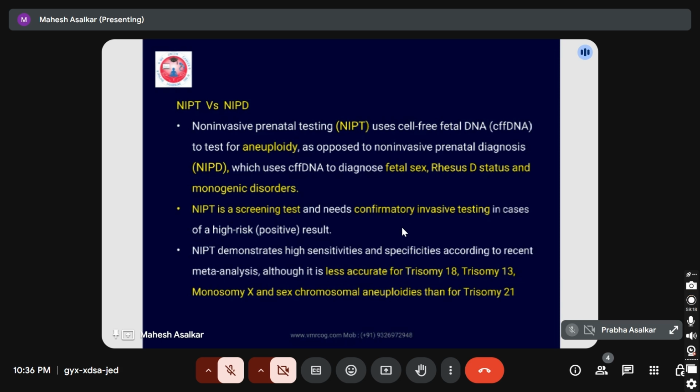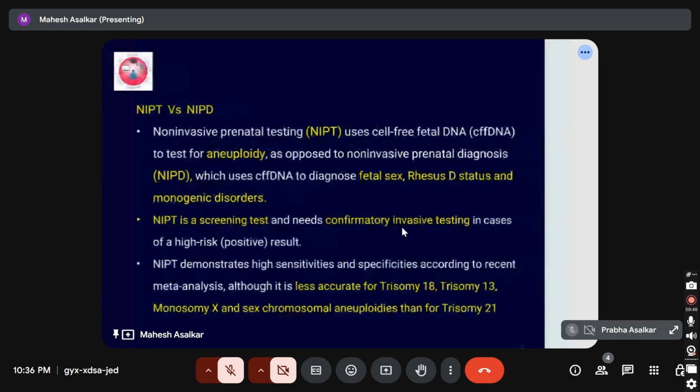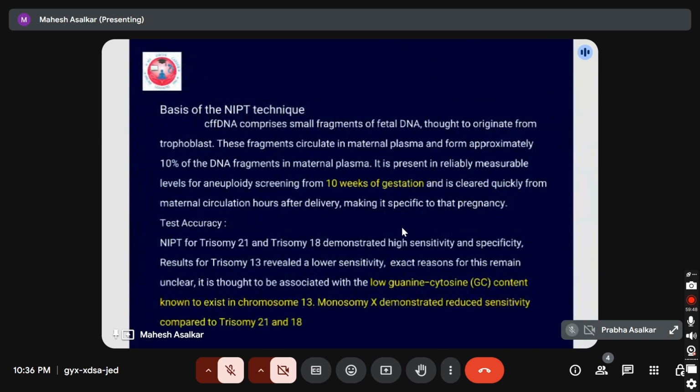Okay, so NIPT demonstrates high sensitivities and specificities according to recent meta-analysis, although it is less accurate for trisomy 18, 13, monosomy X, and sex chromosomal aneuploidies than for trisomy 21. So the highest sensitivity is seen for trisomy 21 and less for other trisomies like 18, 13, monosomy X, and sex chromosomal aneuploidies. We will see further in the table in the next slide.